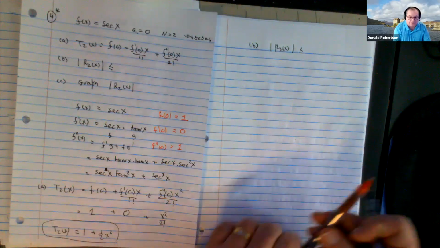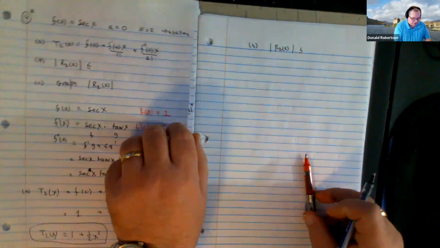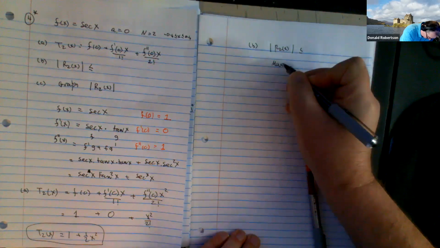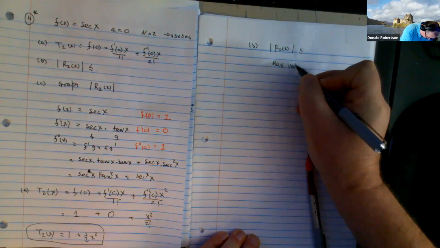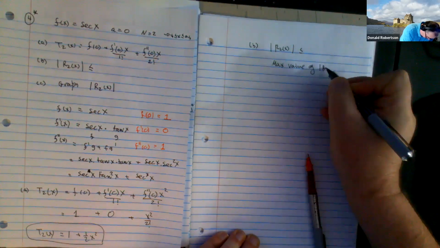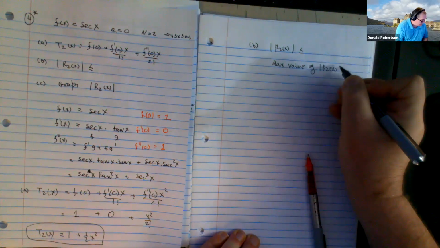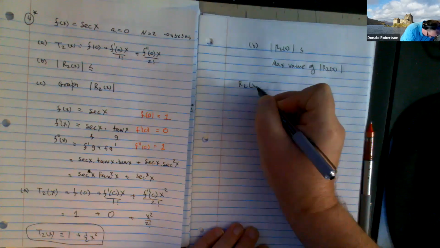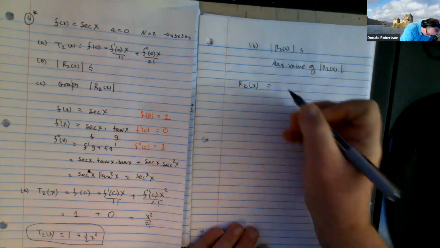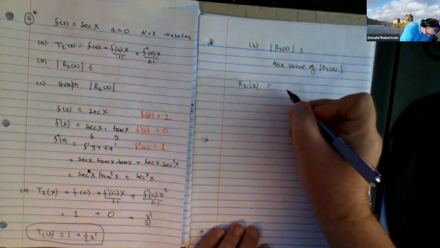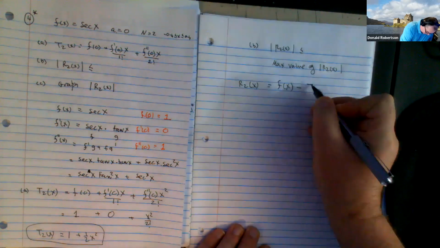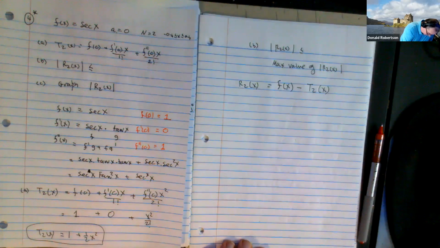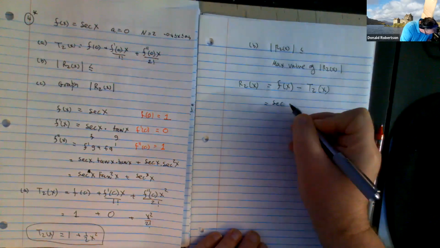Now, when you are asked this, what they're really asking you for is, what is the maximum value of the remainder function, which is that one. Now, the remainder function, also the error function, is f of x take away T2 of x. So in this case, it's the secant of x take away this.